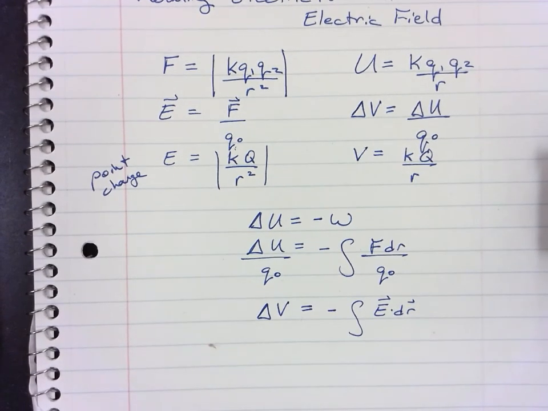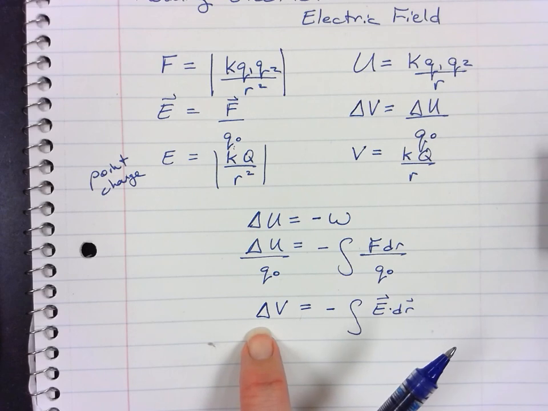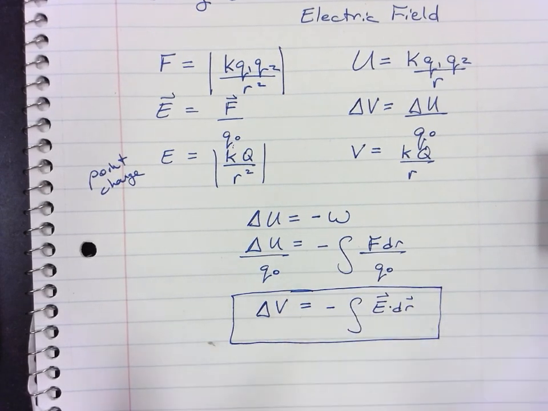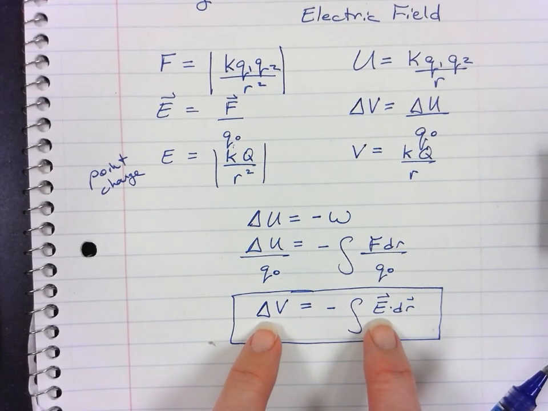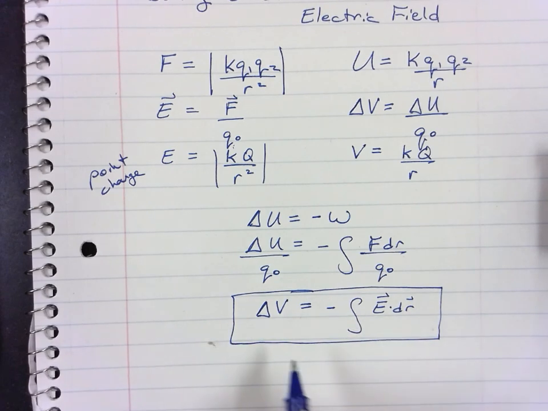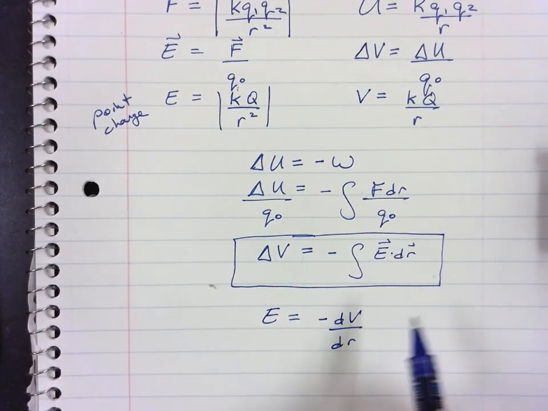So we have two things we get from this. If you know the electric field, you can integrate it to find the potential function, or you can go backwards. If you're looking for the electric field, we need to get rid of this integral. Well, the opposite of the integral is the derivative. So the electric field is the negative derivative of the potential function.